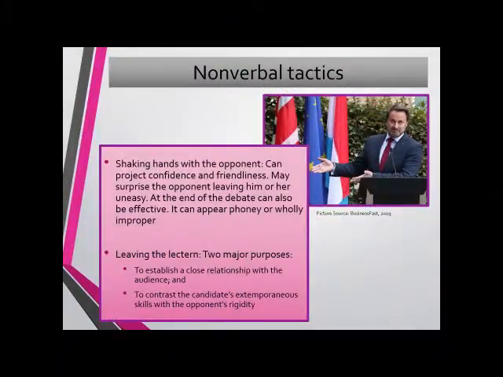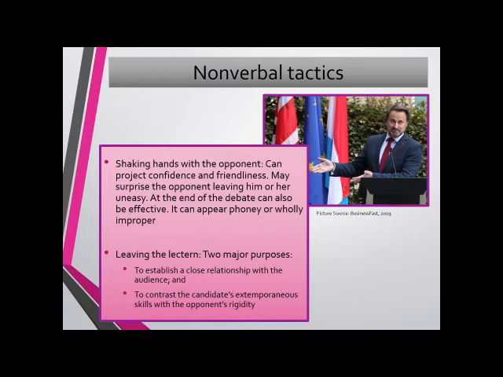Let's move on to our non-verbal tactics. How can you convince your audience in a debate without the use of words? It starts off by shaking your opponent's hands. Trump has a very weird handshake. I don't know if you've seen it. He actually pulls the person in as he is shaking the other person's hand, and it obviously showcases his superior strength and how powerful he actually is, or at least that's what he wants to show.